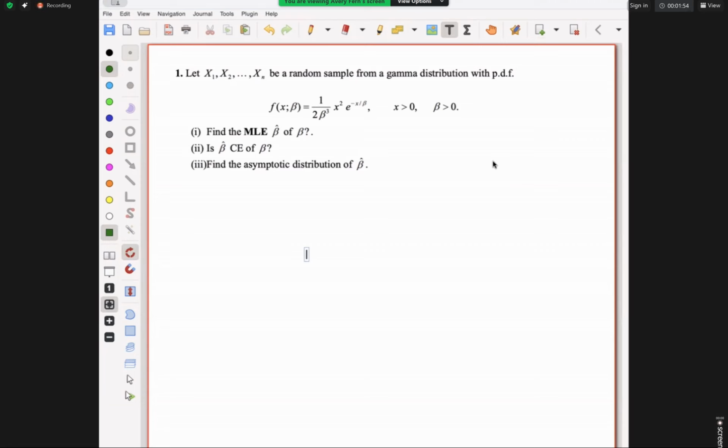So for this one, we are given a gamma distribution and asked to find, I believe this is a gamma 2, beta distribution, and we're asked to find the maximum likelihood estimator of beta.